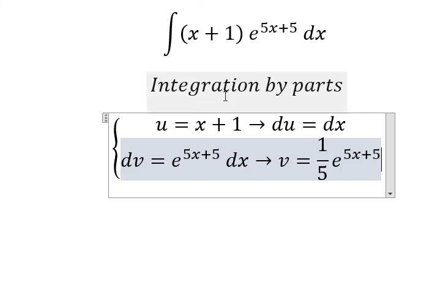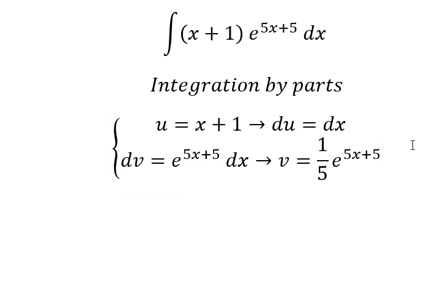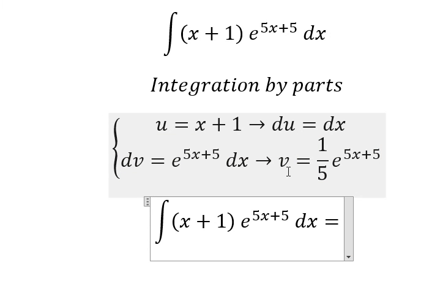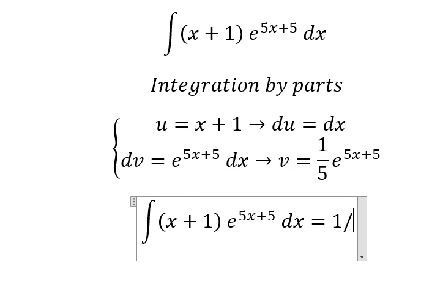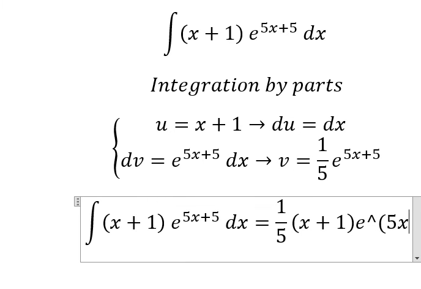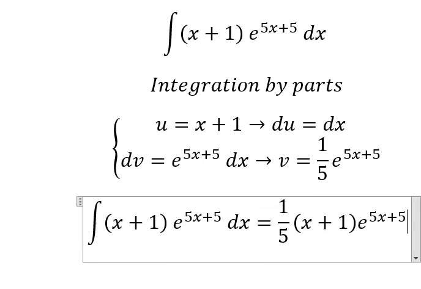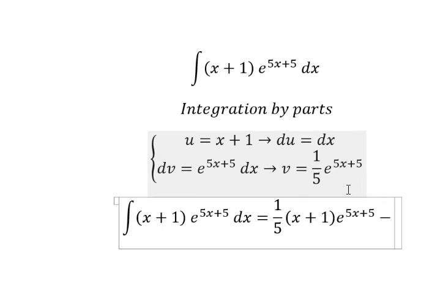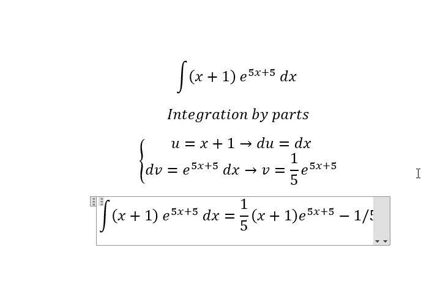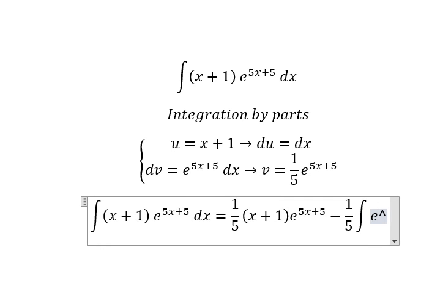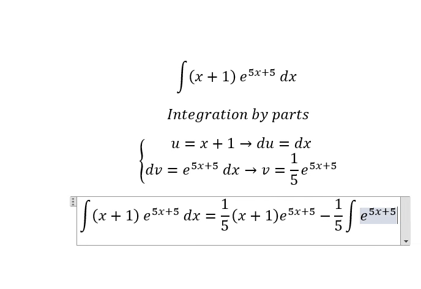Next, we have u multiplied by v, minus the integral of v du, so we have 1 over 5, and we have the integration of e to the power of 5s plus number 5 ds.